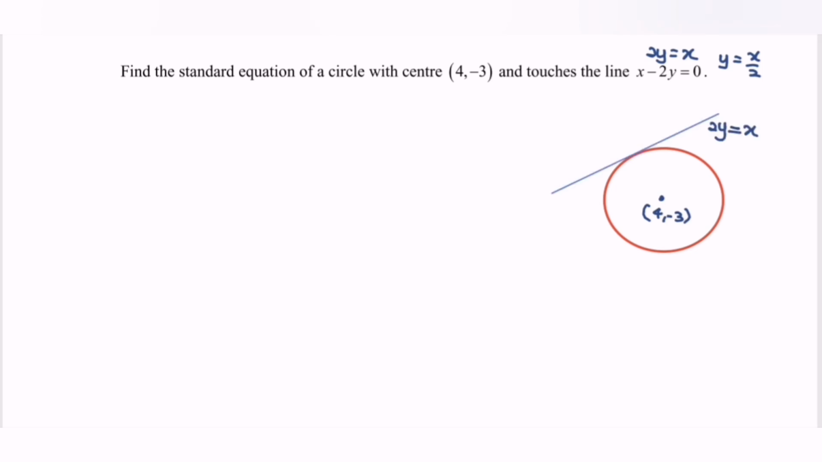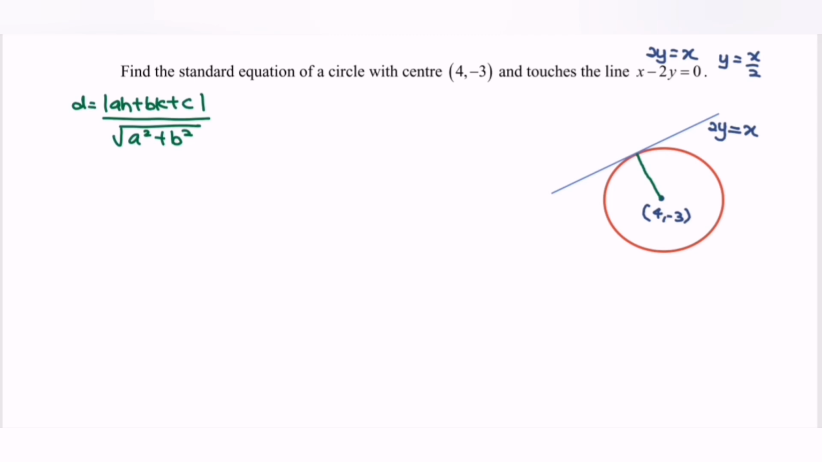So the line will be showing towards the right. Kindly refer to the diagram. Here we have a straight line and also the circle with the center (4, -3). As we all know, from this point to the center is the radius, or we may use the formula for shortest distance. Kindly make use of the shortest distance.